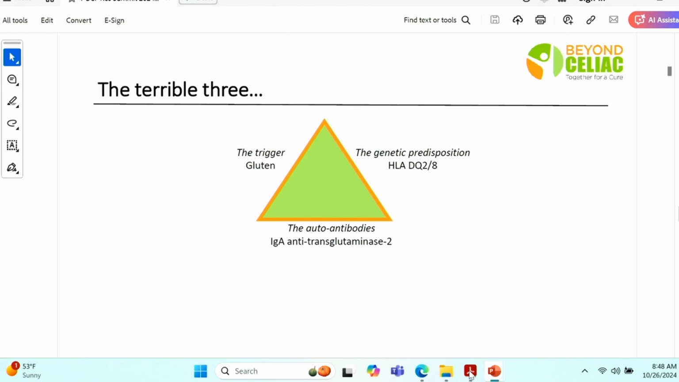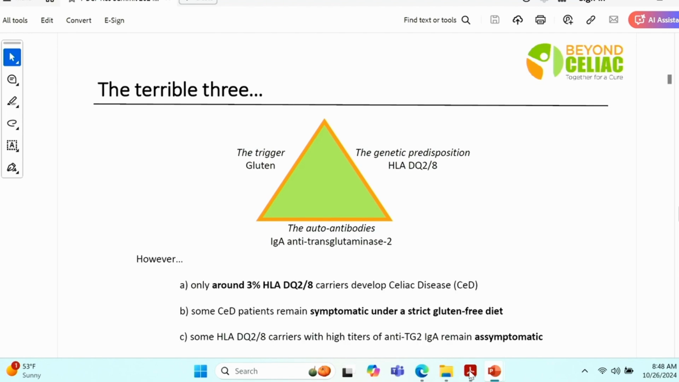The other terrible 3 are at home, and now they're grown-ups, which makes them even more terrible. But regarding the disease, this is the terrible 3. We know the trigger, it's gluten. We know the genetic predisposition, it's these 2 genes that we all know about. We know the autoantibodies that make this an autoimmune disease.